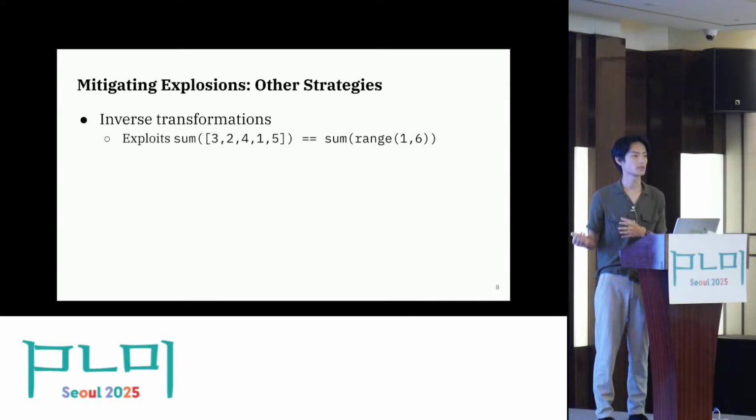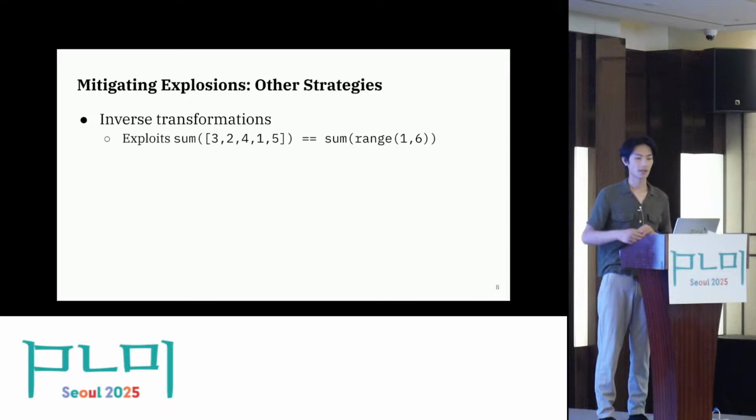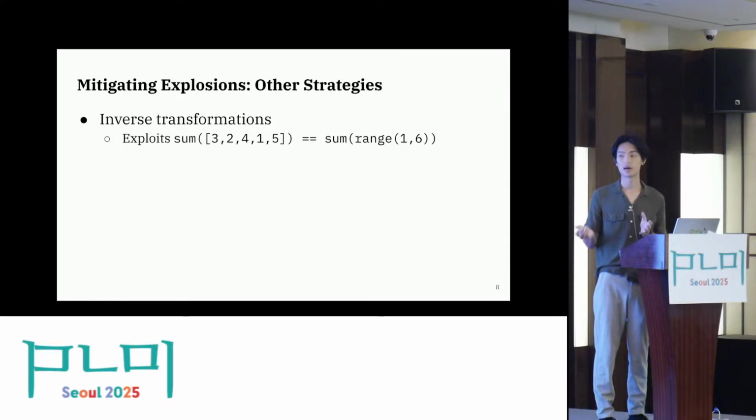The concept behind this is a bit abstract, so here's a good example. Let's say we have a list of numbers, and then we take their sum. This is actually equivalent to taking the sum over the numbers sorted. But you'll notice that the inside list, 3, 2, 4, 1, 5, is not equivalent to range 1, 6. But because the sum operation is applied to them, the order does not matter in this case.